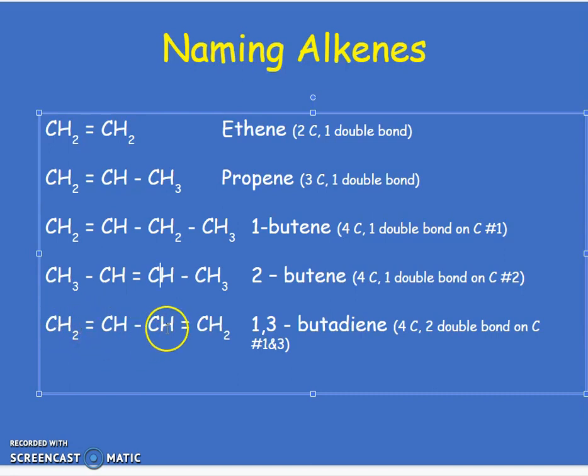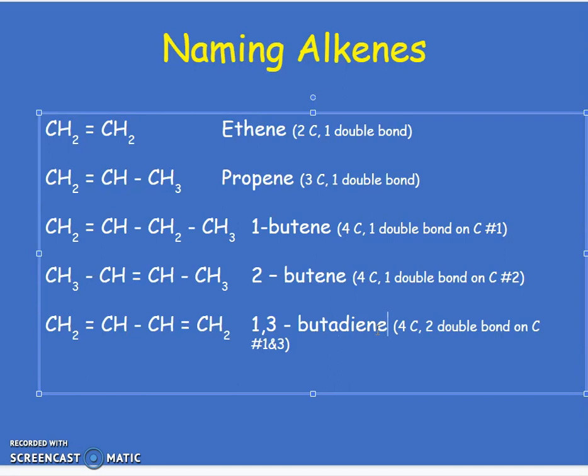If you have more than one double bond, and the same works for triple bonds, you do need one number per bond. So if you check this out, 1, 2, 3, 4, it works the same way. Carbon 1 is the start of the first double bond, and carbon 3 is the start of the next. So this is 1,3-butadiene. Notice now we're putting the diene. If there were 3 double bonds, you would need 3 numbers, and this would say triene.